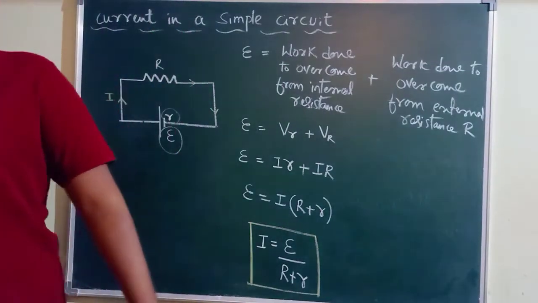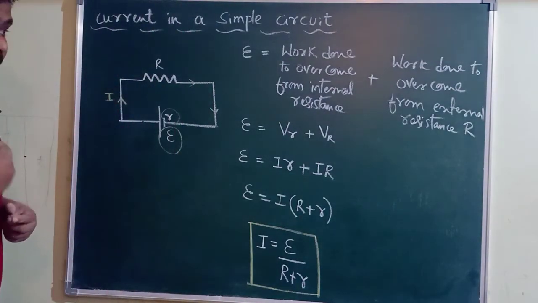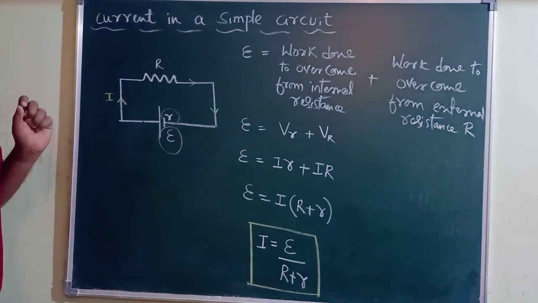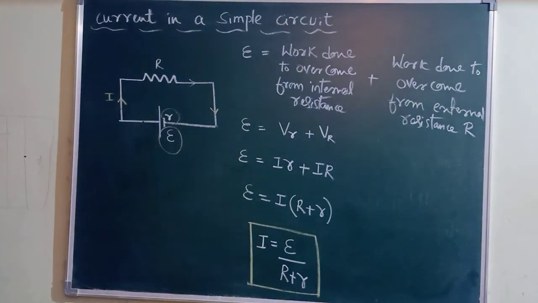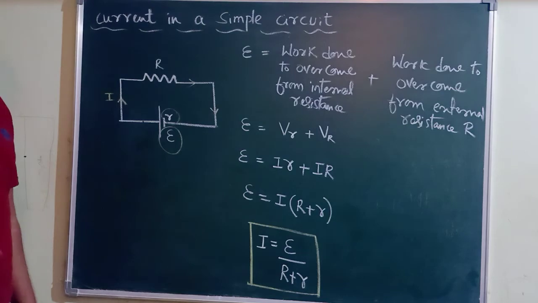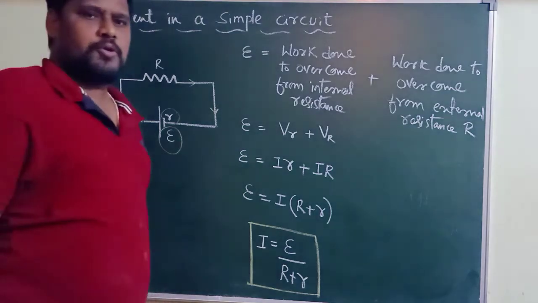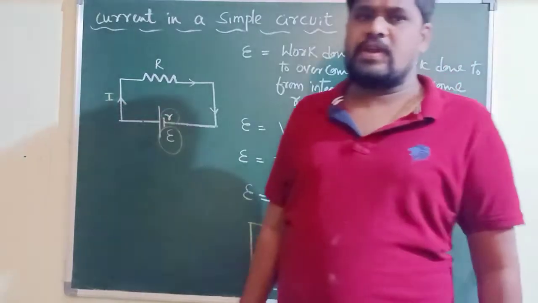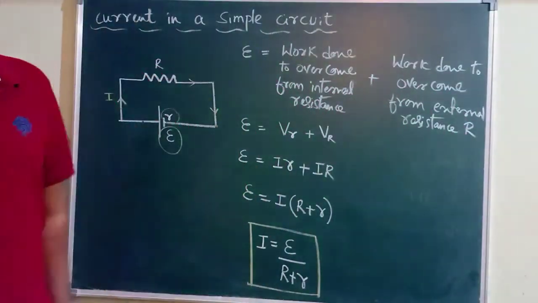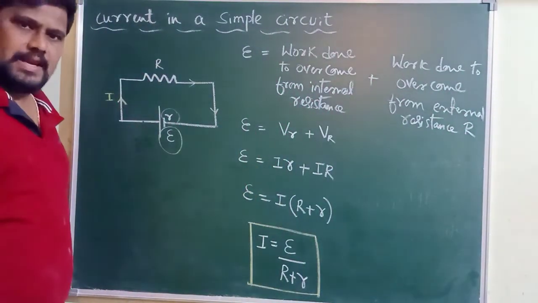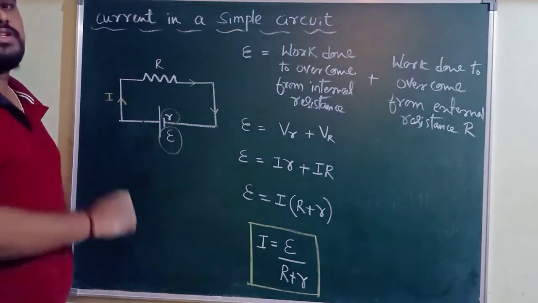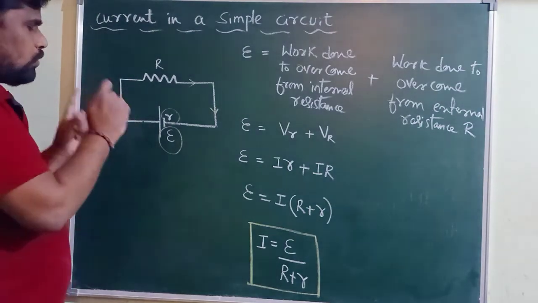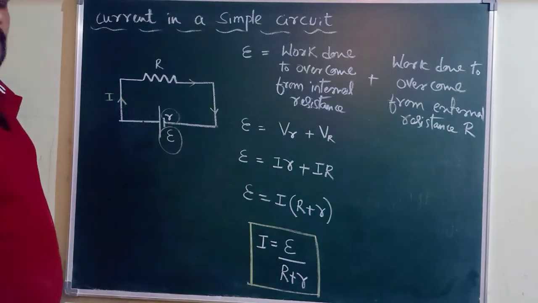Based on this equation, we can also determine the terminal potential difference of a cell. As I said, what is terminal potential difference? It is the potential difference across a cell when the cell is in a closed circuit. When the cell is in a closed circuit, we call it the terminal potential difference.